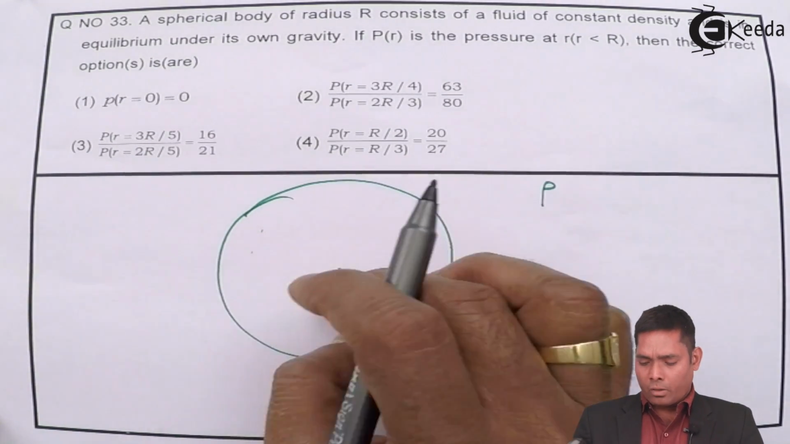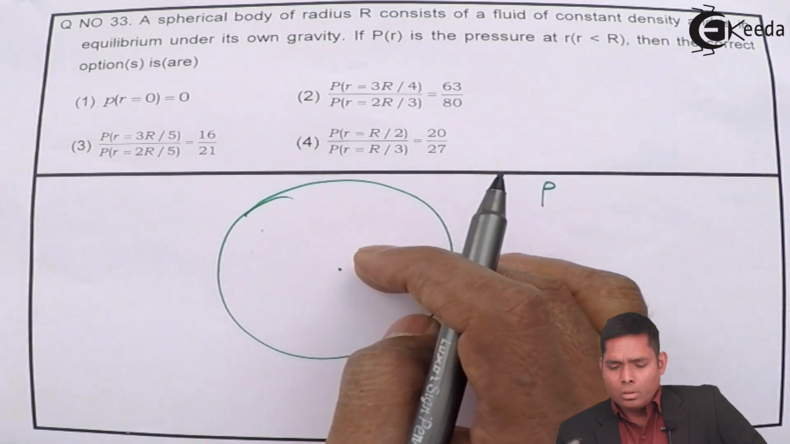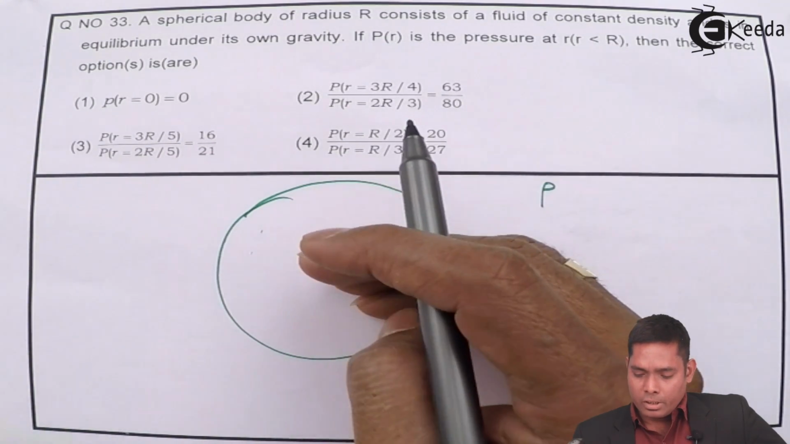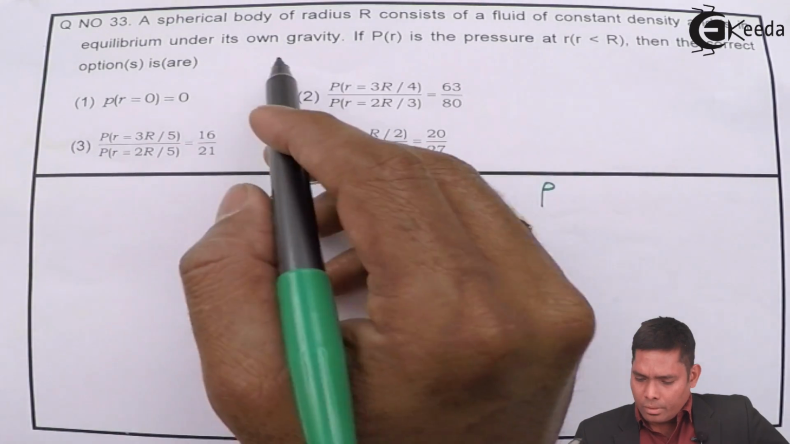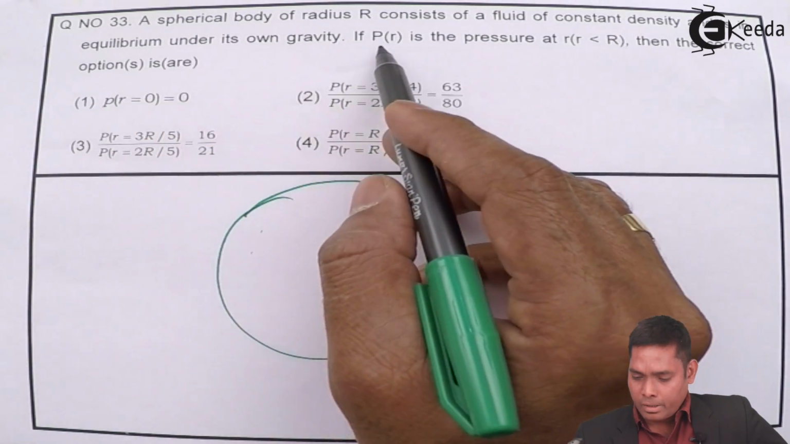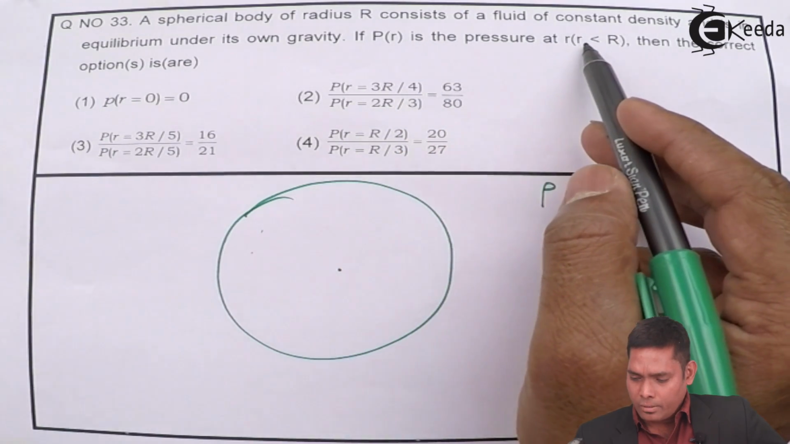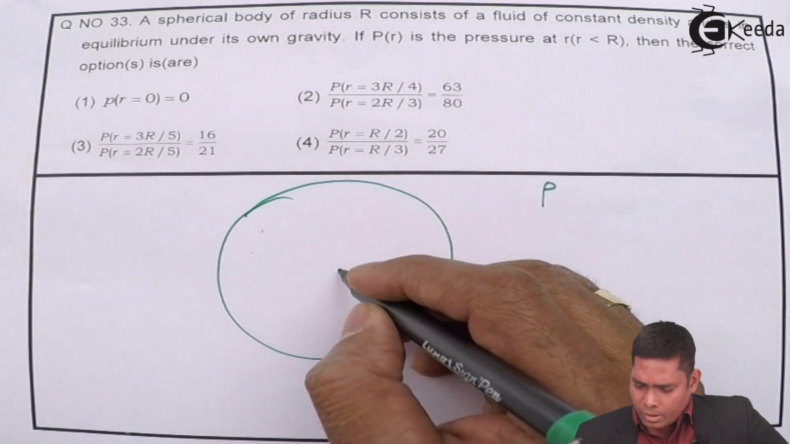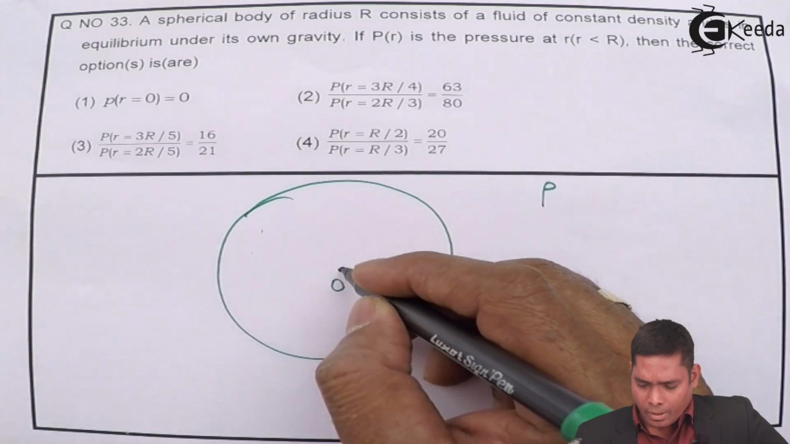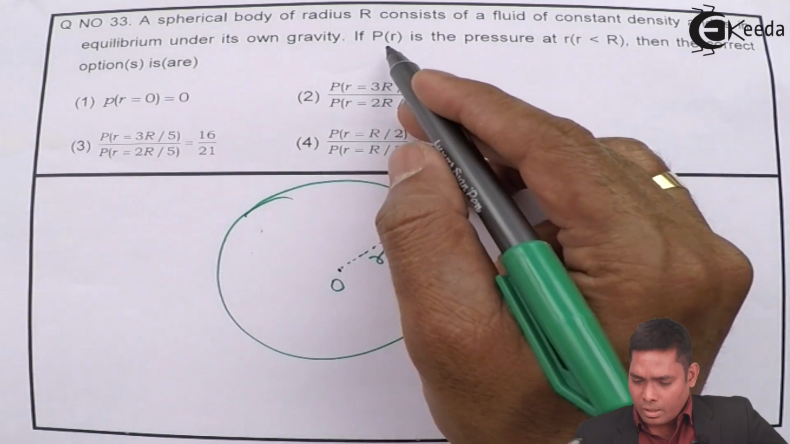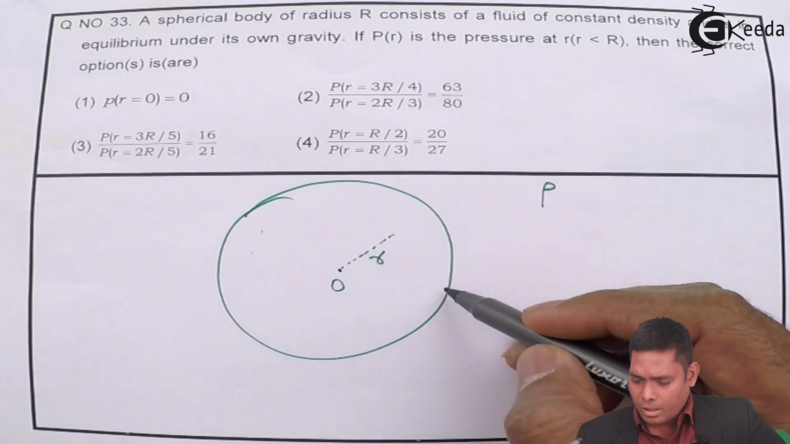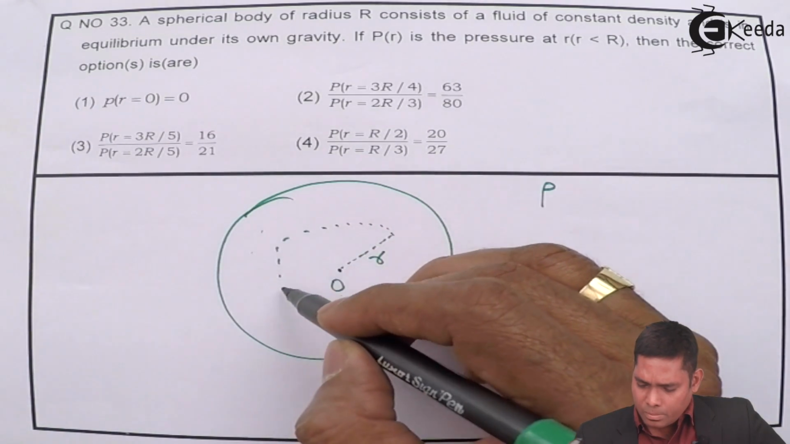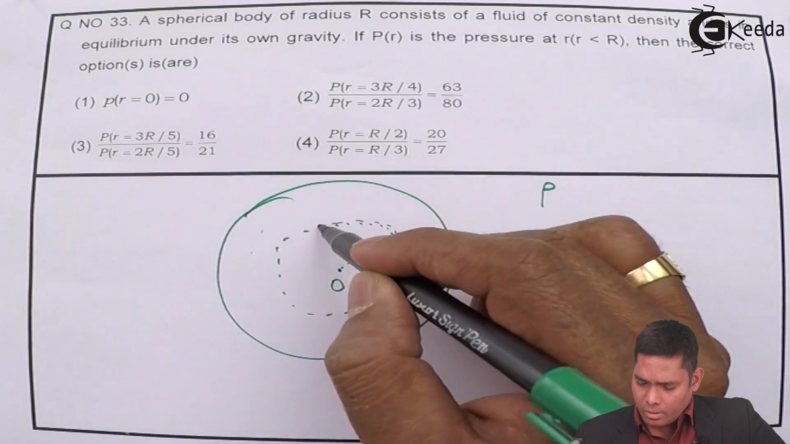Let us first read the question. Under its own weight, if P(r) is the pressure at a distance r less than R, then the correct option is... That means this is the center O, and at a distance r, which is less than R obviously because R is the radius of the sphere, we consider one such spherical section.